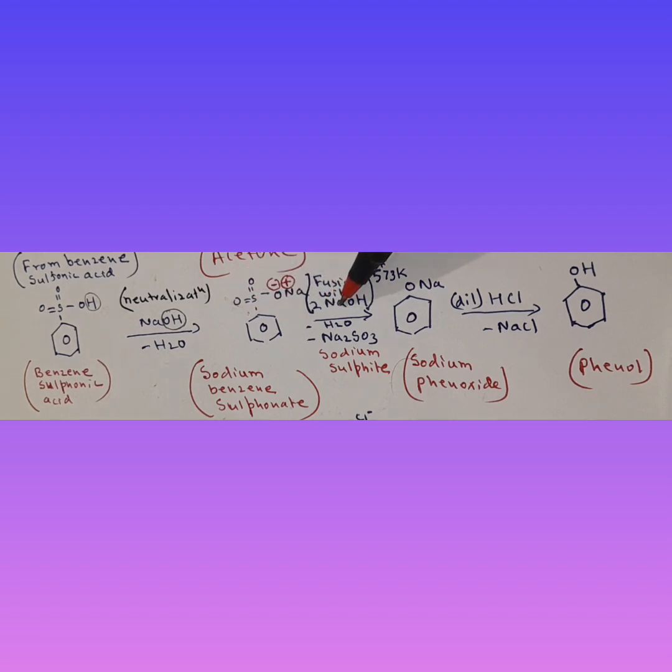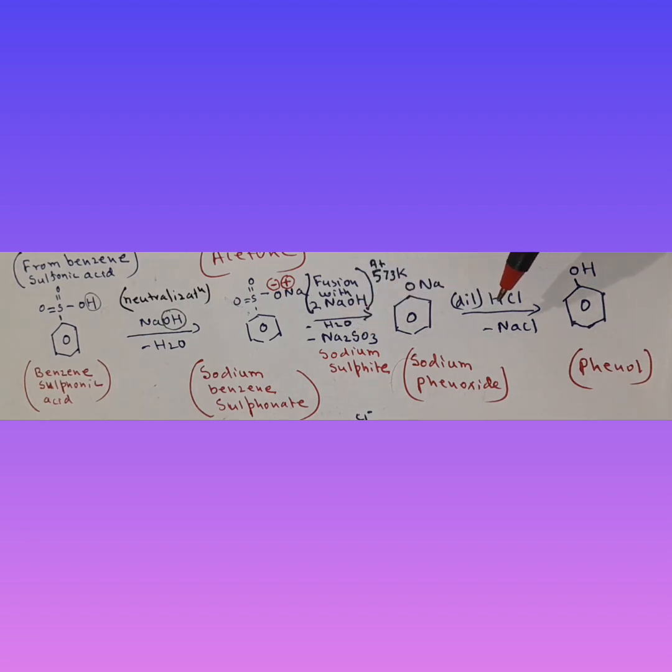What is left over here is NaOH. One NaOH is left behind because one Na has gone for forming this. One NaOH remains over here and another OH of another NaOH remains here. So of that, ONa attaches over here to form sodium phenoxide. Alright, and one H of this and OH of NaOH forms water. Alright, so when 1 mole of sodium benzene sulfonate is fused with 2 mole of sodium hydroxide, we end up with sodium phenoxide, and as a byproduct we get 1 mole of water and 1 mole of sodium sulfite.